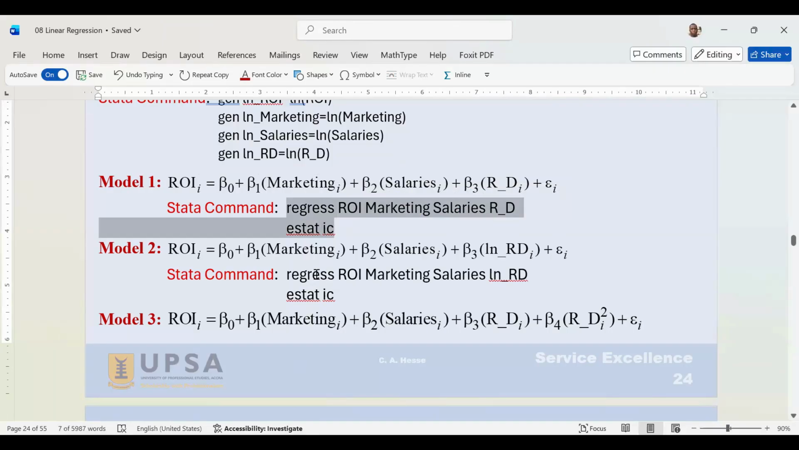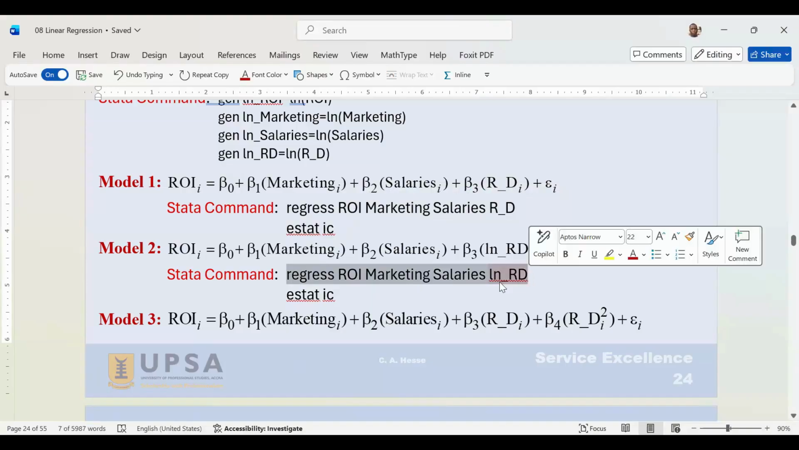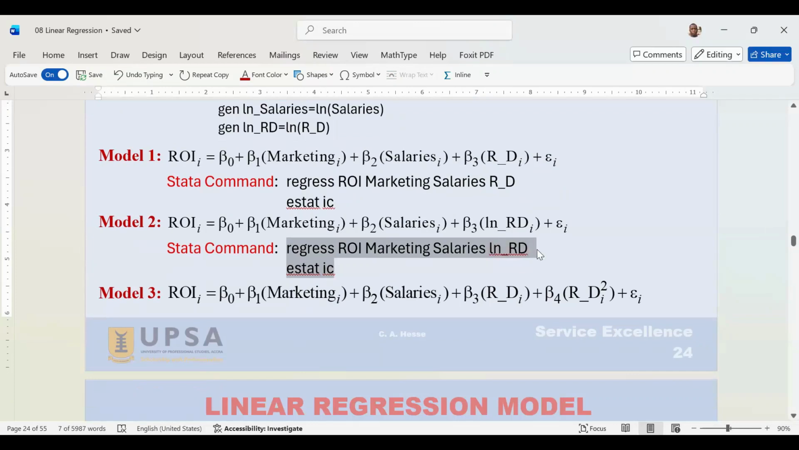Then we look at model 2. In model 1, there was no transformation of any of the variables. In model 2, we use the logarithmic transformation of R&D, and for ROI, marketing, and salaries, we use the original variables. For the third model, we maintain marketing and salaries, but we run the quadratic for the R&D. So that's the third model.